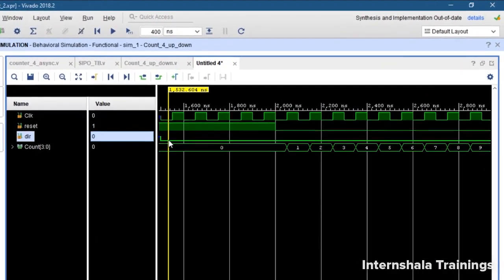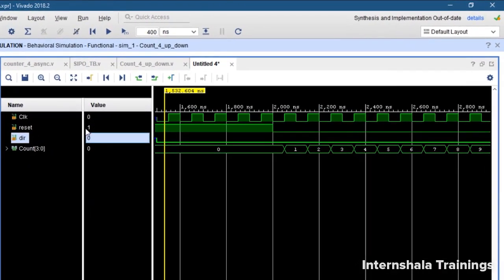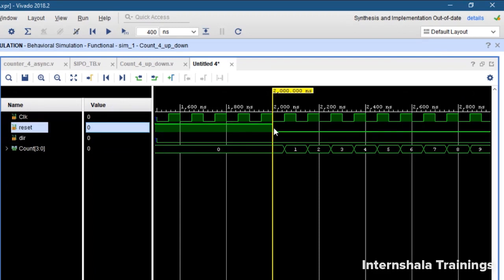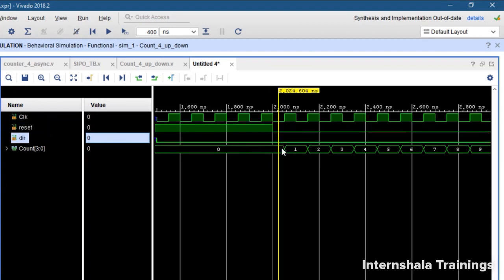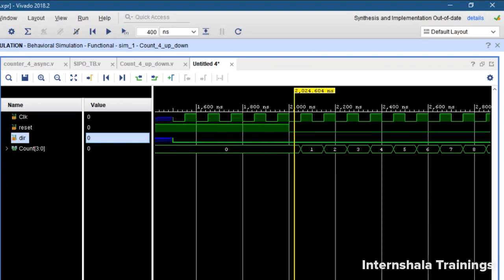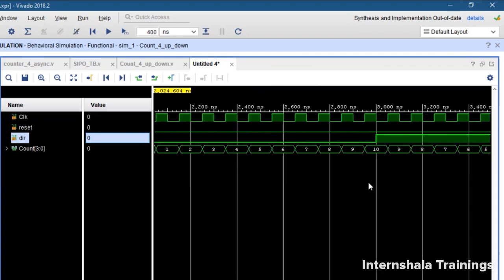So initially what we have done, we have kept reset equal to 1. So independent of the value of direction, the output count is 0. And then we change the reset to 0. Now we can count. So direction value is 0. So when the direction is 0, we are supposed to count up. So 0, 1, 2, 3, 4, 5, 6, 8, 9, 10.